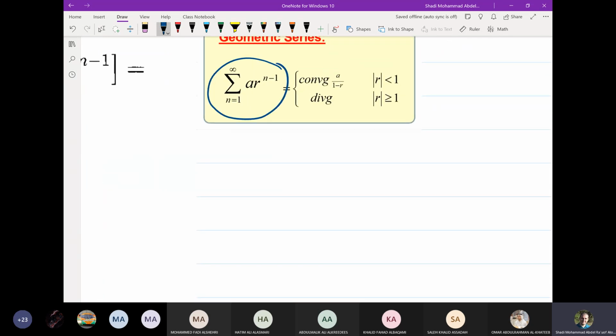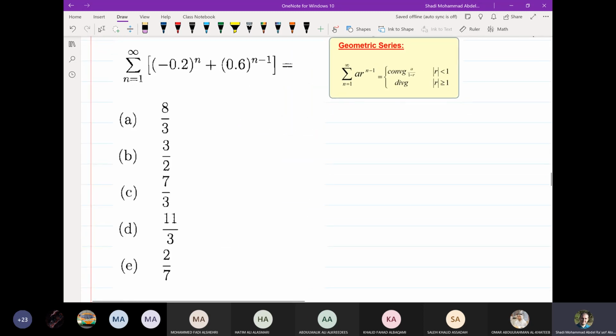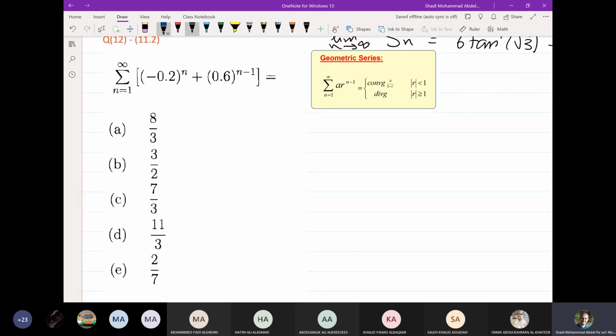Any series of this form will converge if the absolute value of the ratio is less than 1, and it will diverge if the absolute value of r, the ratio I mean, is greater than 1. So let's see this example. Does it converge or diverge? Also, the geometric series is very strong because it will also give you the sum of the series.